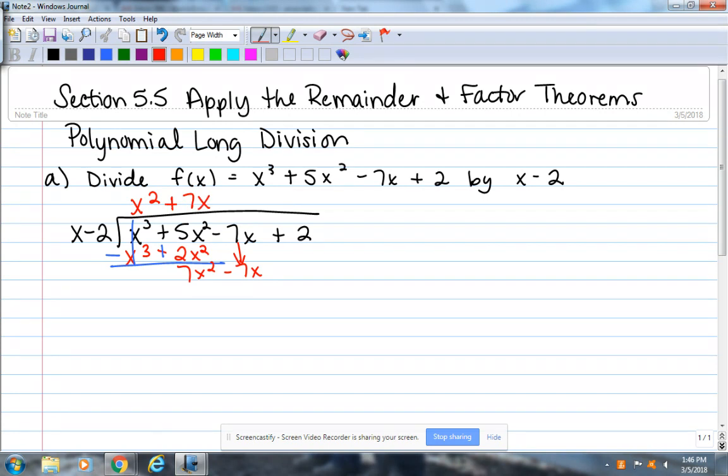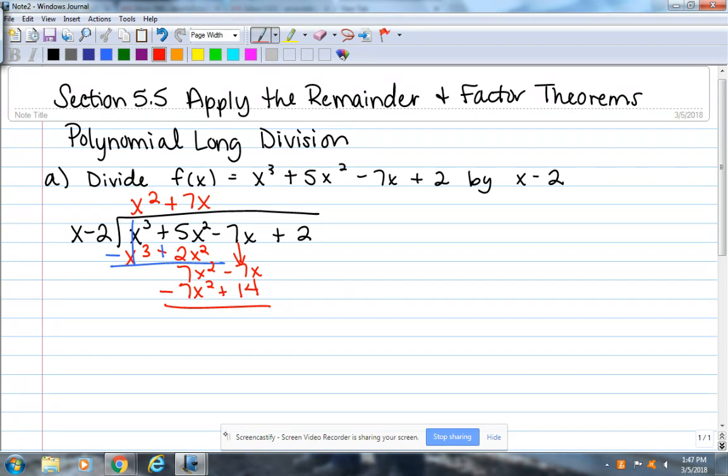And then you're going to distribute. 7 times x is what? 7x squared. And then 7x times negative 2 is what? Negative 14x. Draw your line and change both of your signs on the bottom. So this becomes a negative, this becomes a positive.